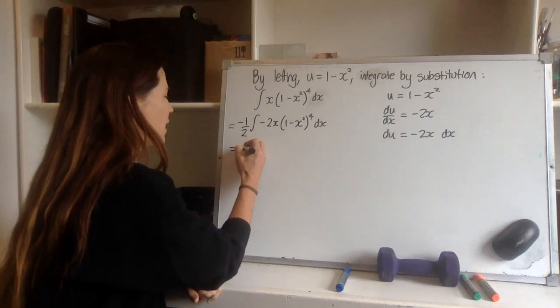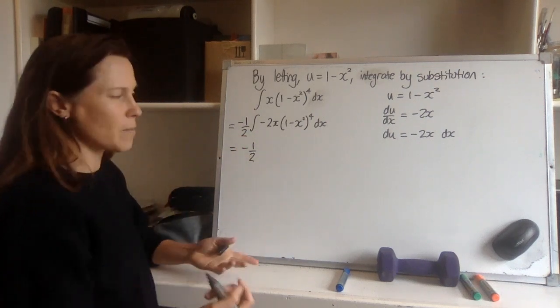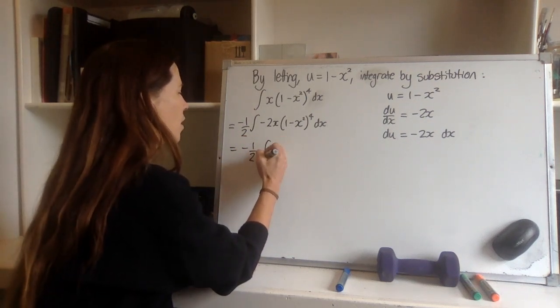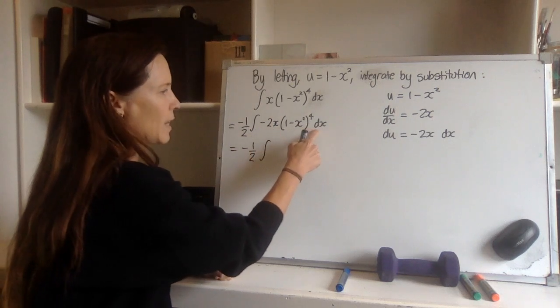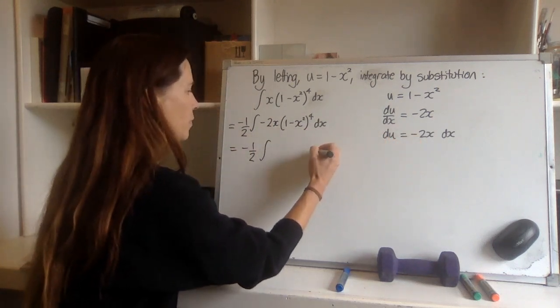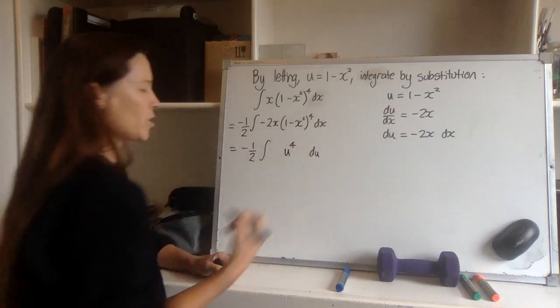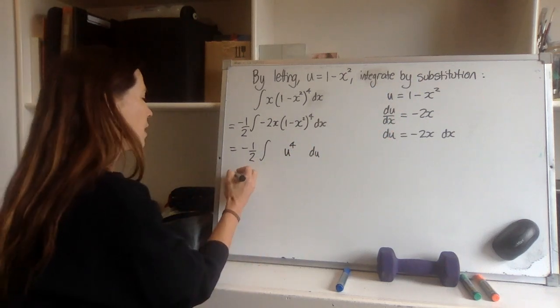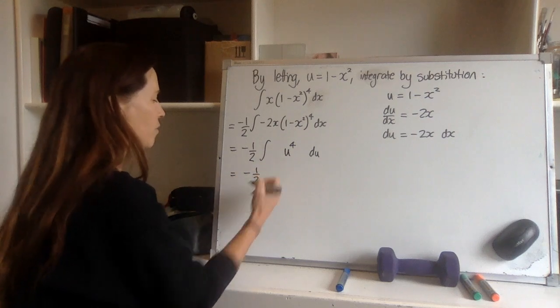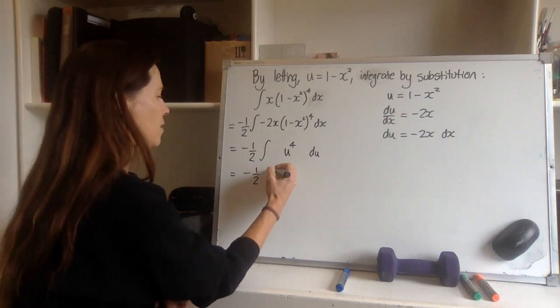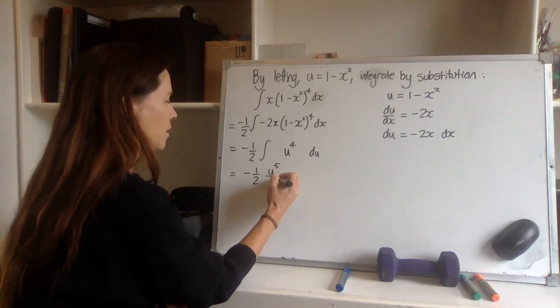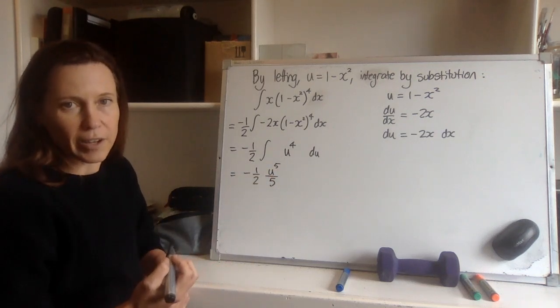Next step, my negative 1/2 comes along for the ride, and I can make my substitutions. So I'll say, all right, negative 2x dx, that's just du. And this part is just u to the power of 4. So I've really simplified this thing. Now I can say I've got minus 1/2, and if I actually integrate this now, I've got u to the power of 5 over 5, and the integration is now done.